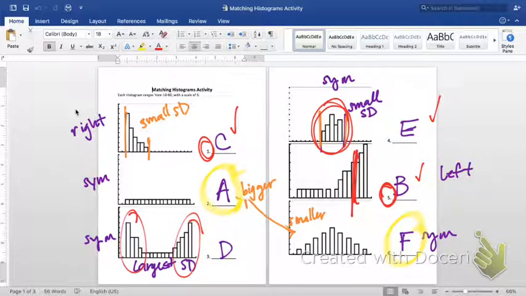Why would 6 be the smallest? Because it has a peak in the middle. So it's the smallest out of the 3 that are left, because all of these have the same range. It says in the problem that they all range from 10 to 90. They all have the same scale.